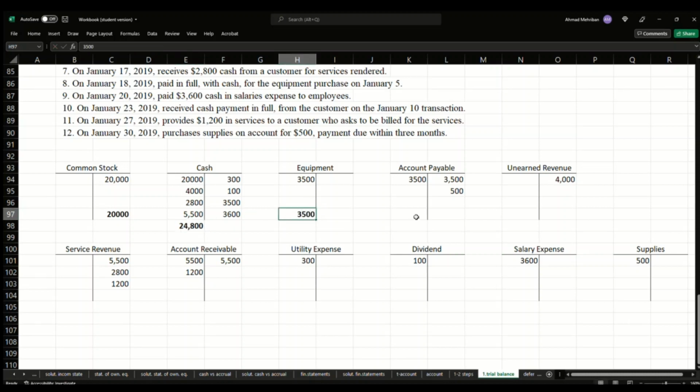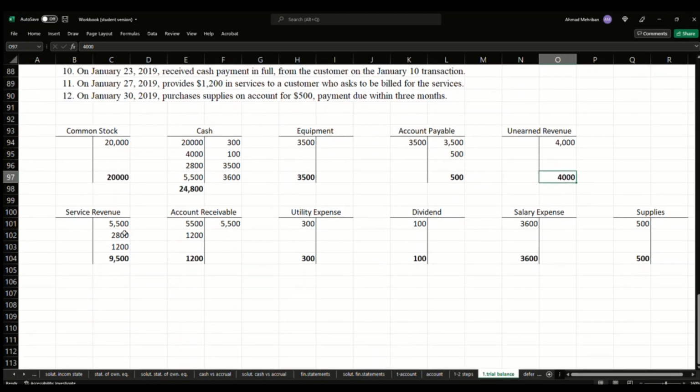3,500 equipment doesn't change. Here we have 500, 4,000 on the unearned revenue, and here we have the summary of this. Oh, I always do the same thing. Yeah, so add this, and the last one, there is no change. Okay, 300, 100, and 3,600. Yeah, and 500 for supplies. So this is it. This is our posting. We posted all the necessary information.